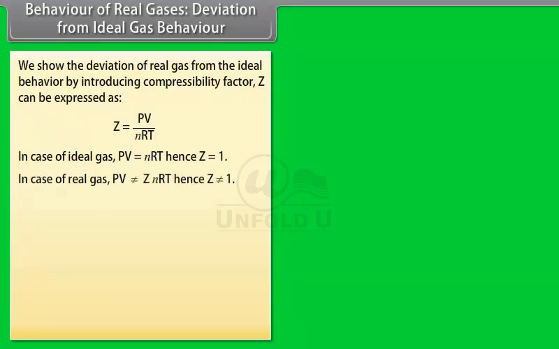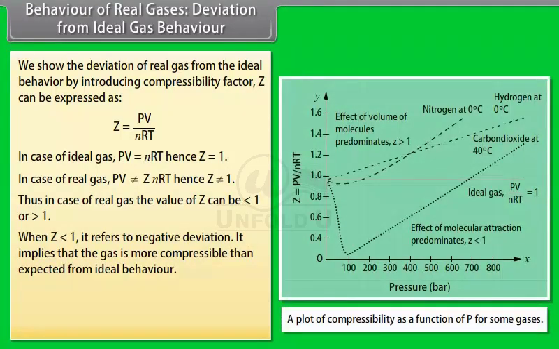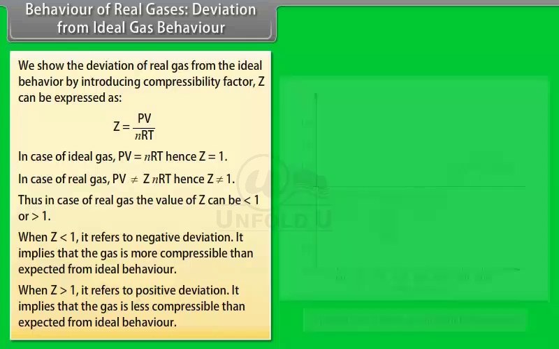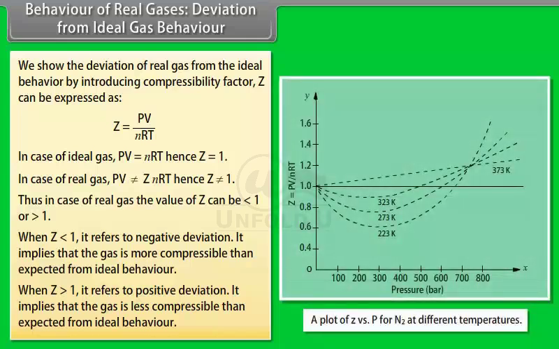In case of real gas, PV ≠ ZnRT. Hence, Z ≠ 1. Thus, in case of real gas, the value of Z can be less than 1 or greater than 1. When Z is less than 1, it refers to negative deviation. It implies that the gas is more compressible than expected from ideal behavior. When Z is greater than 1, it refers to positive deviation. It implies that the gas is less compressible than expected from ideal behavior.